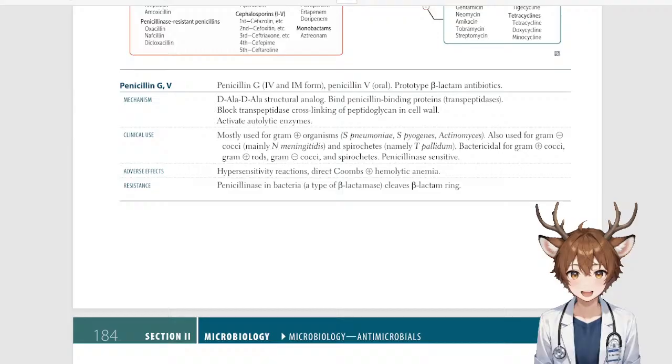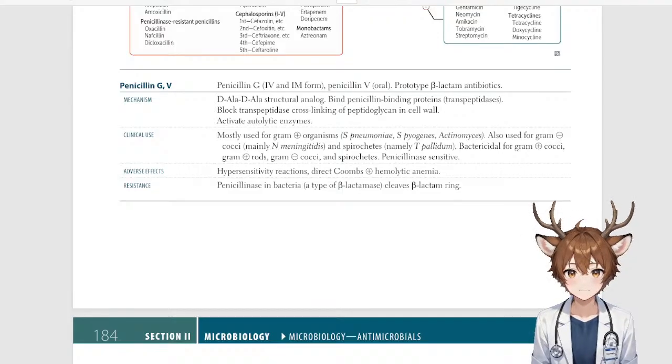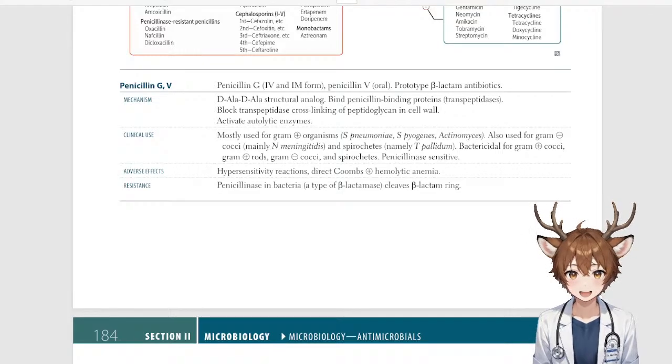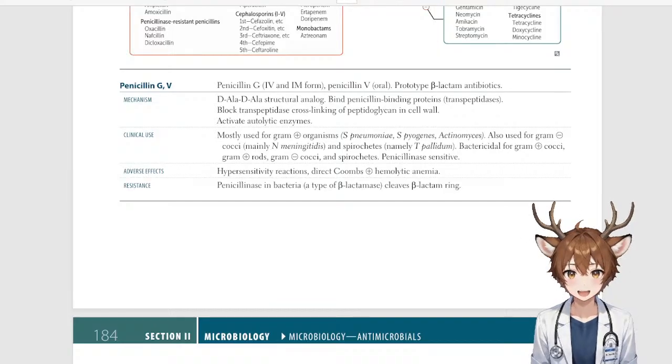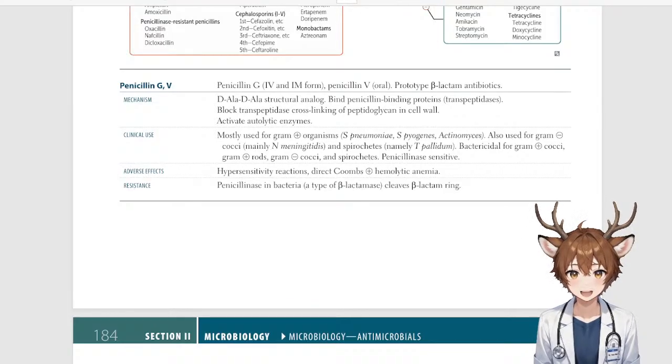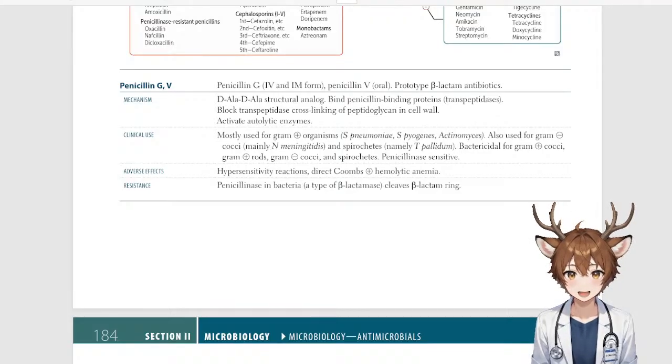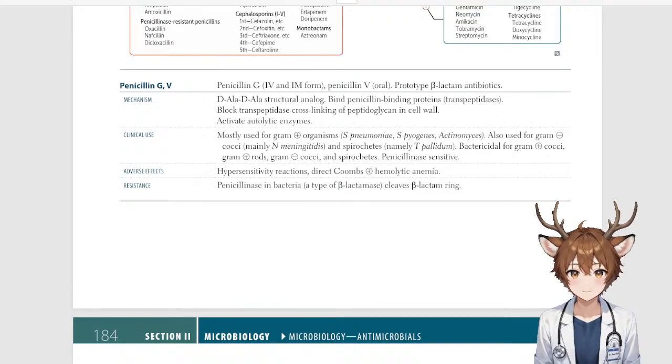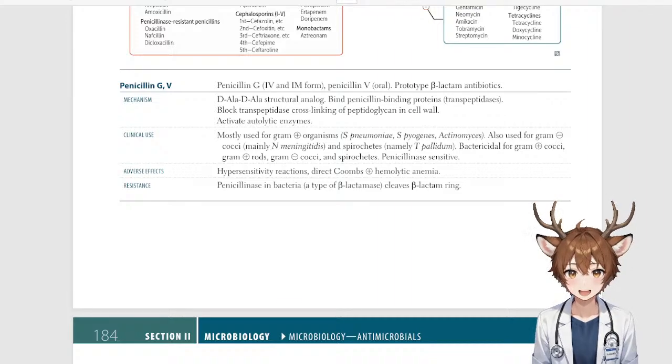So let's talk about penicillin G and V. Penicillin G, IV and IM form. Penicillin V, oral. Prototype beta-lactam antibiotics. Mechanism: D-ala-D-ala structural analog. Binds the penicillin binding proteins, transpeptidases. Blocks the transpeptidase cross-linking of peptidoglycan and cell wall. Activates the autolytic enzymes.